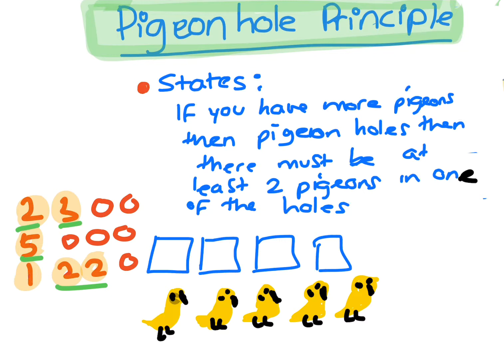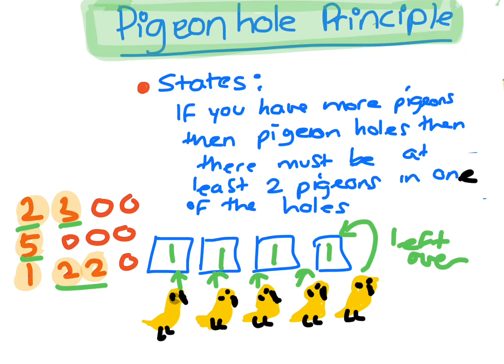Okay, so another scenario would be to have 1 pigeon in each hole, and there's 1 pigeon left over, and that pigeon, so if we've got all these matched up to a hole, that pigeon can choose between 4 of them, but you will still have at least 2 pigeons in one hole.